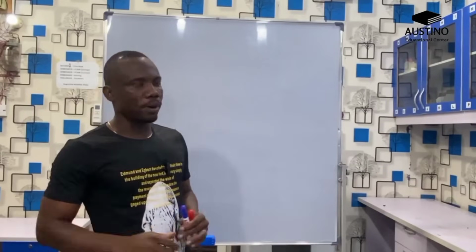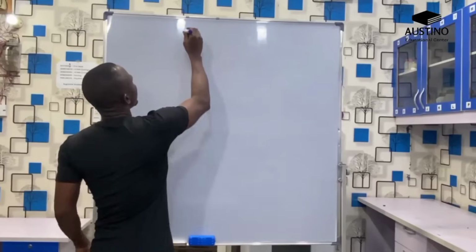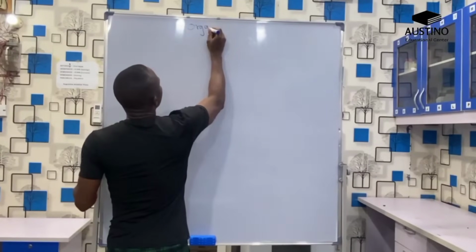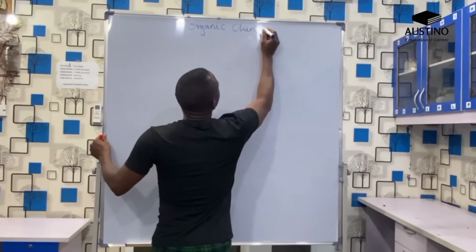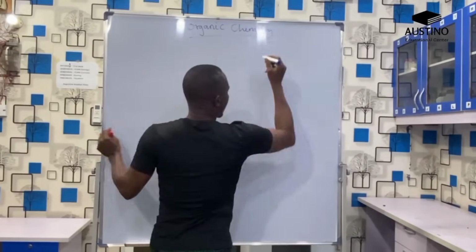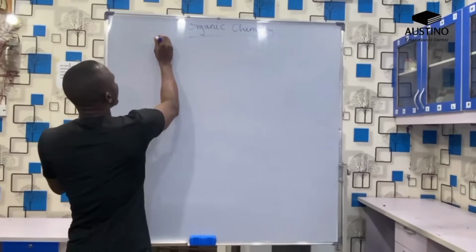In our previous lesson, we talked about empirical and molecular formula determination, which is the key part of determining the chemical composition, the elements of organic compounds. So in our organic chemistry class today, we are going to be looking at empirical and molecular formula determination.